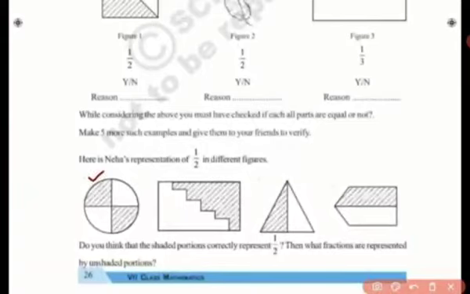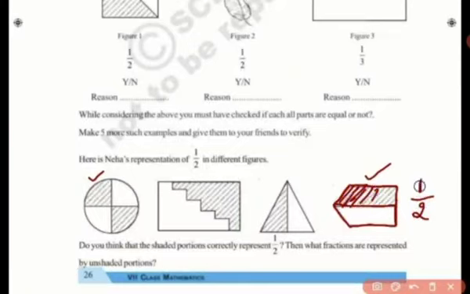Okay, let me take this one. All right, so it's a shape. Okay, it's looking like an arrow mark. So this is equally divided, isn't it, into how much? 2. And the shaded portion is how much? 1. So it is 1 by 2. Okay, think about these three pictures and just come to inference whether they are correct or not.